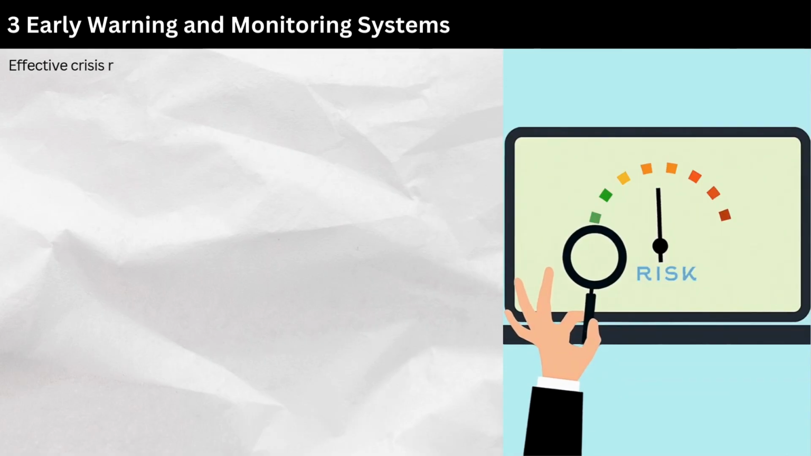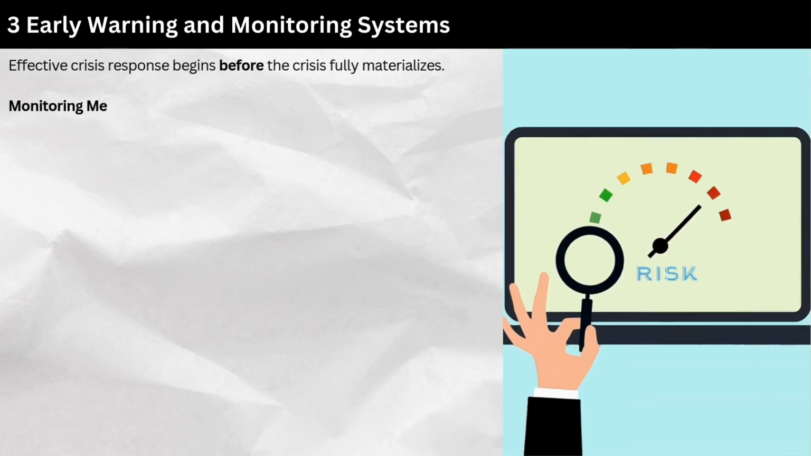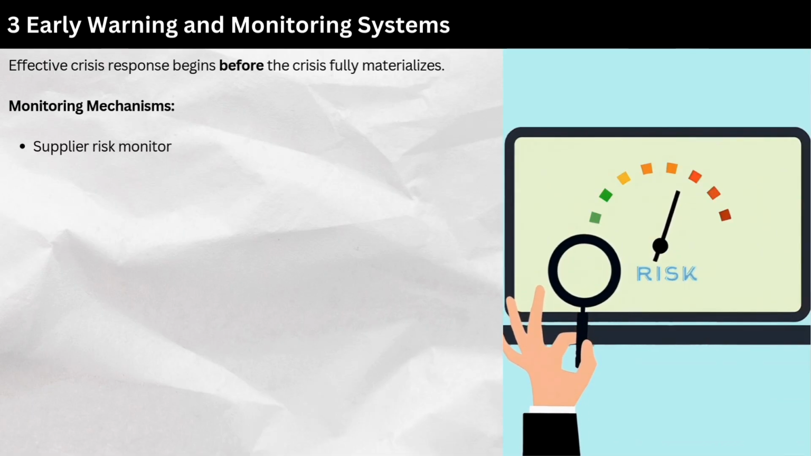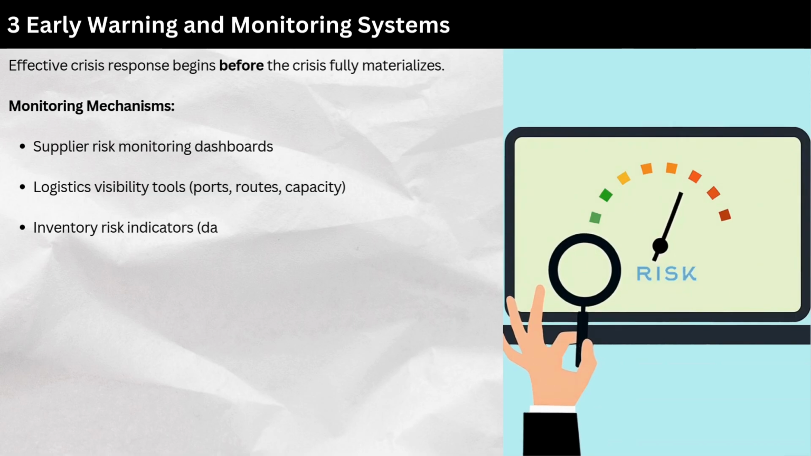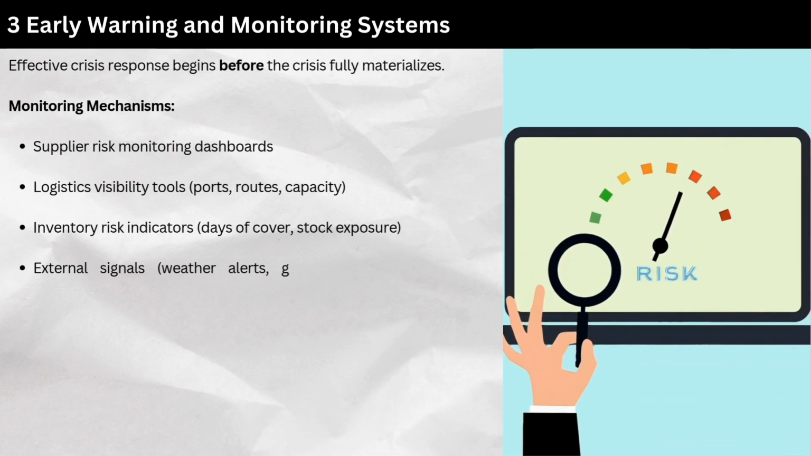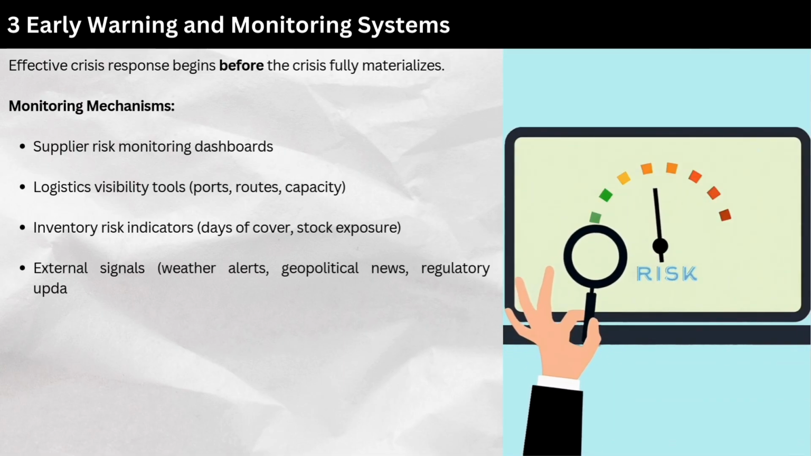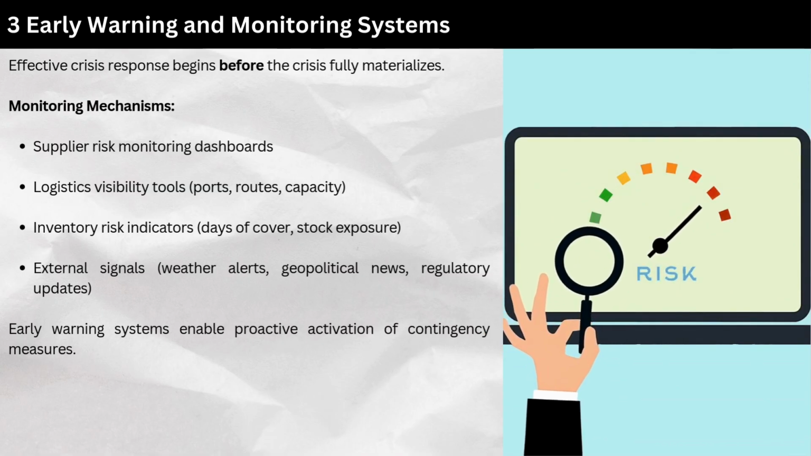3. Early warning and monitoring systems. Effective crisis response begins before the crisis fully materializes. Monitoring mechanisms: Supplier risk monitoring dashboards. Logistics visibility tools: ports, routes, capacity. Inventory risk indicators: days of cover, stock exposure. External signals: weather alerts, geopolitical news, regulatory updates. Early warning systems enable proactive activation of contingency measures.